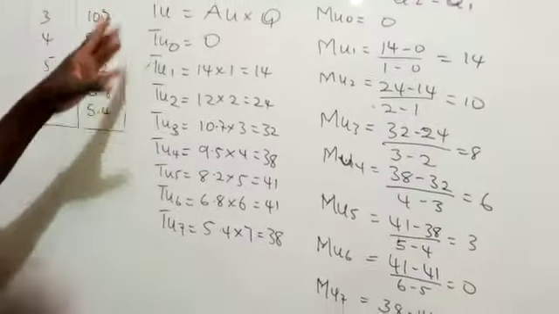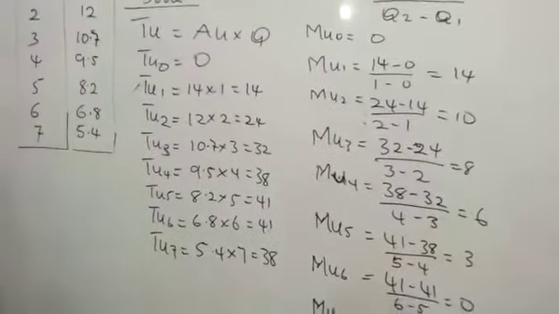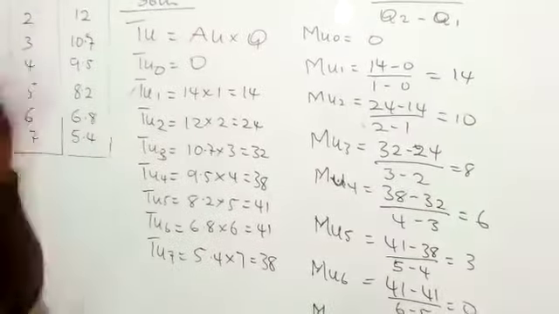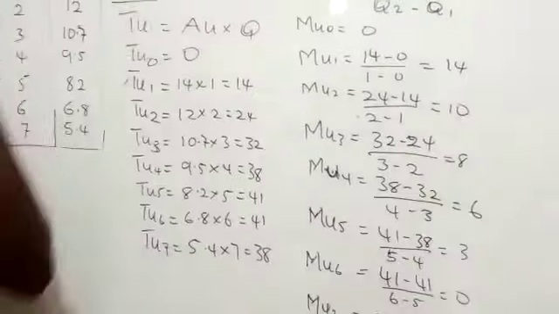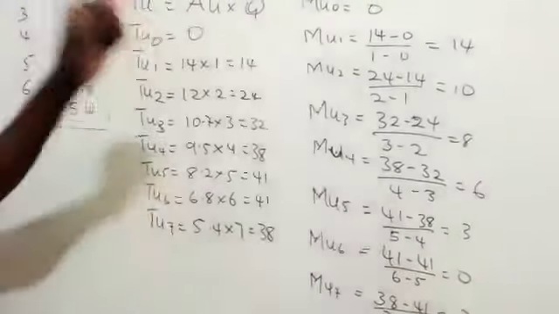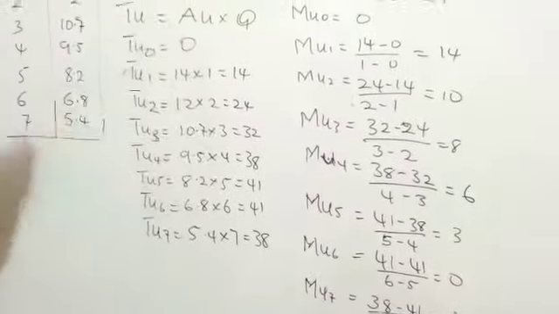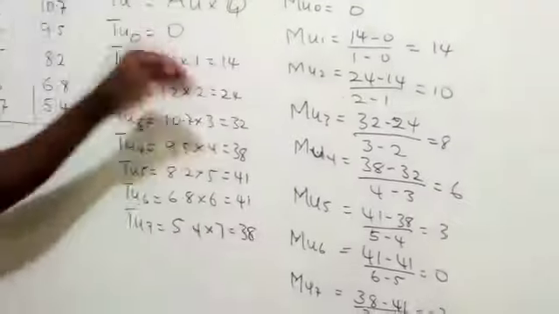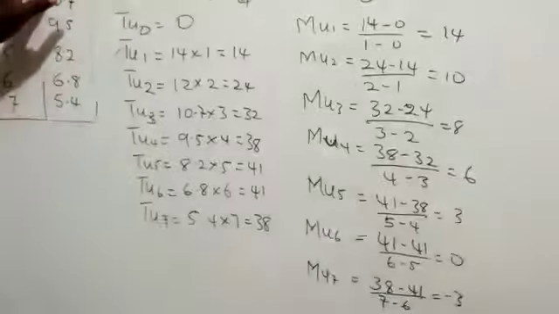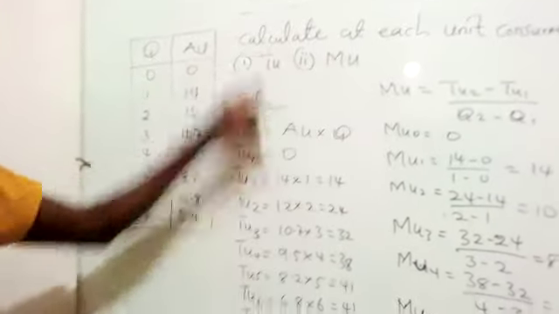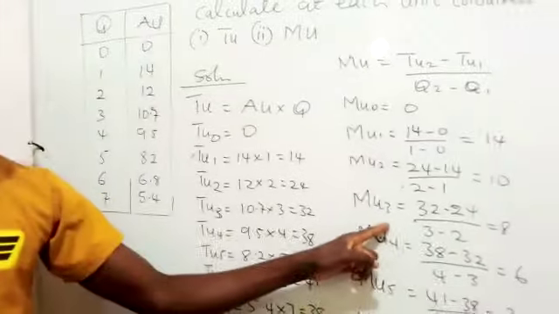Now they can give you different things and ask you to find different things. What I want you to know is that you can't solve for marginal utility without total utility. So you must have the total utility before you can find the marginal utility. And also you can't find average utility without total utility. So now getting the total utility is the problem here. So in this table, you have been given quantity and AU. Maybe they ask you to find only marginal utility. It means you must find the total utility first before you can find the marginal utility.